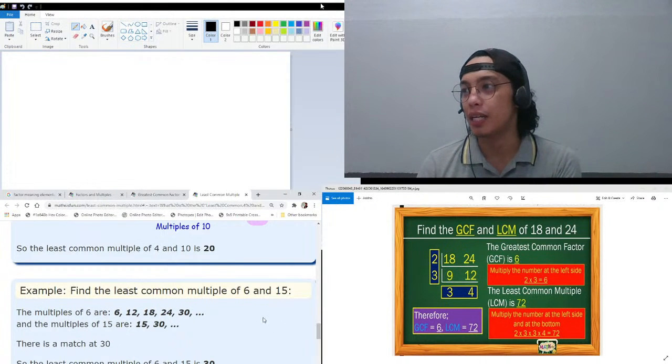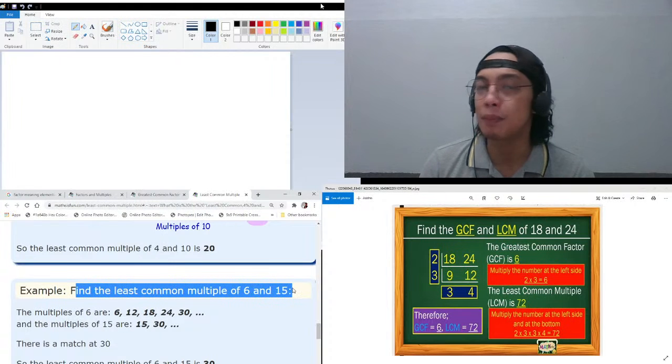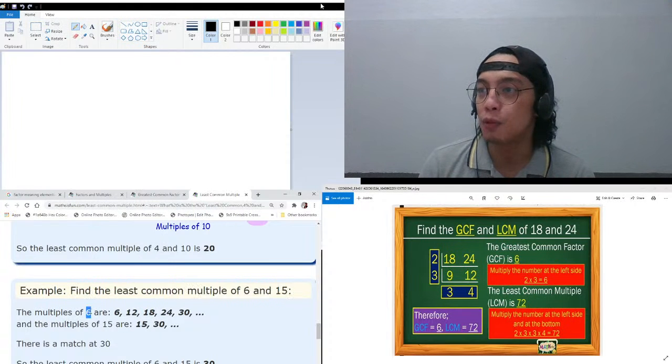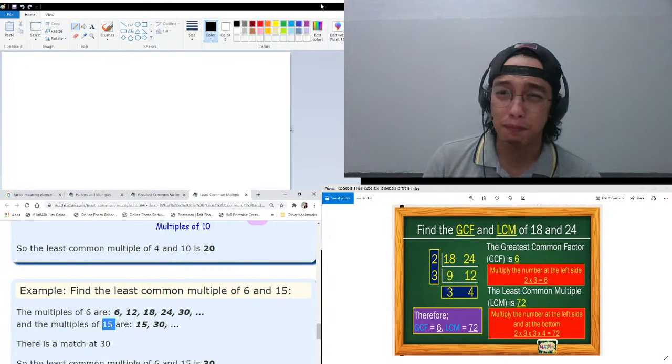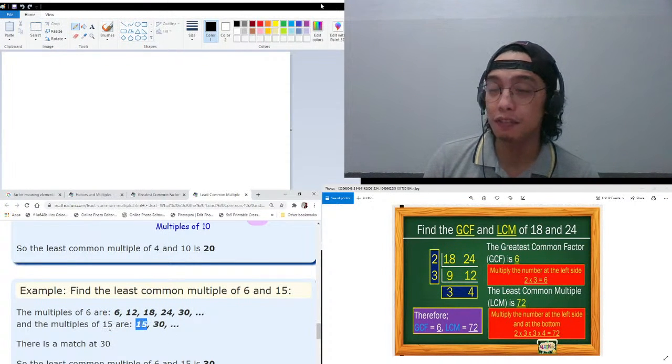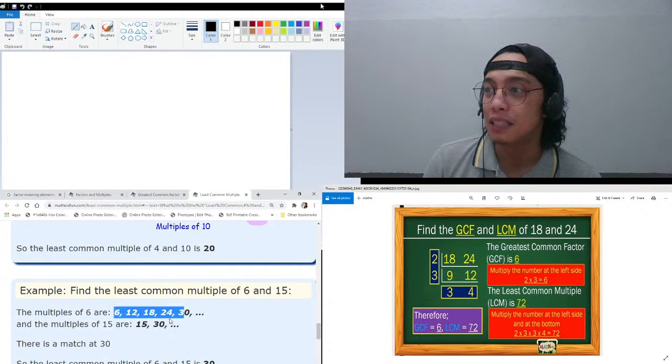Let's have an example here. Find the least common multiple of 6 and 15. So, multiple of 6, ato isulat. 6 times 1 is 6. 6 times 2 is 12. 6 times 3 is 18. 6 times 4 is 24. 6 times 5 is 30. Multiples of 15. 15 times 1 is 15. 15 times 2 is 30. So, sabi na common na number nila na nasa taas o nasa silong ang 30.